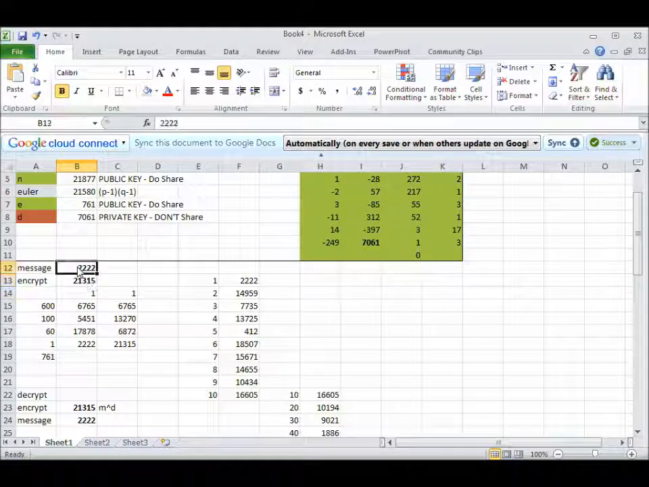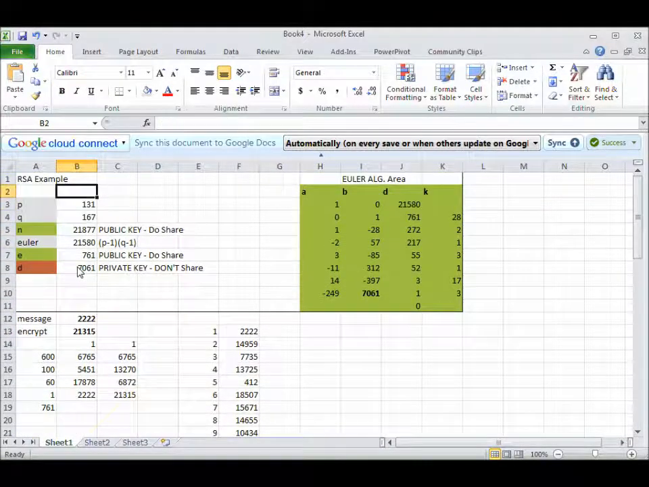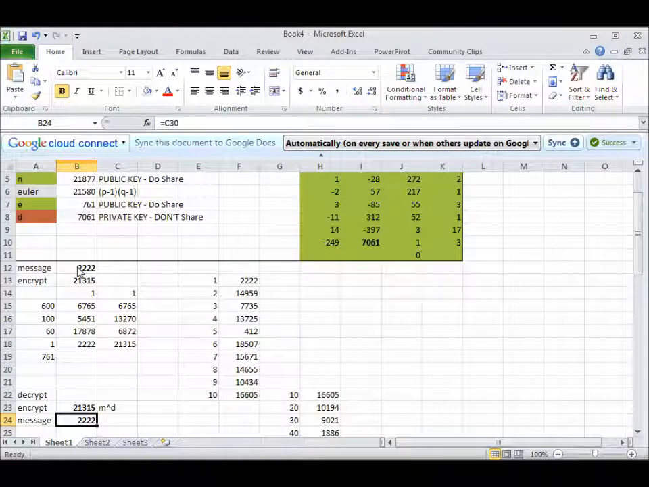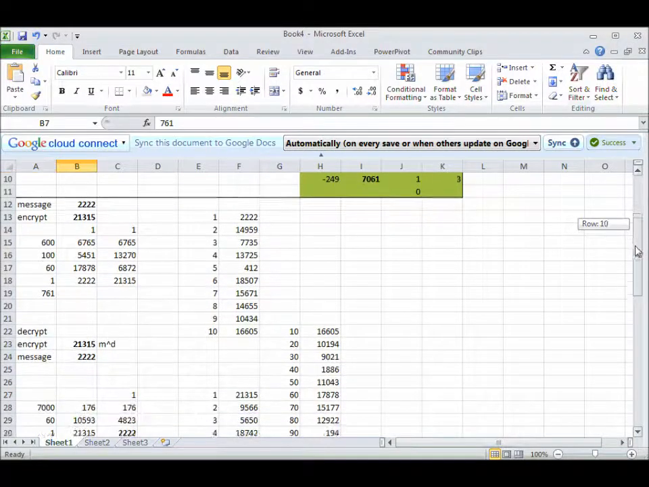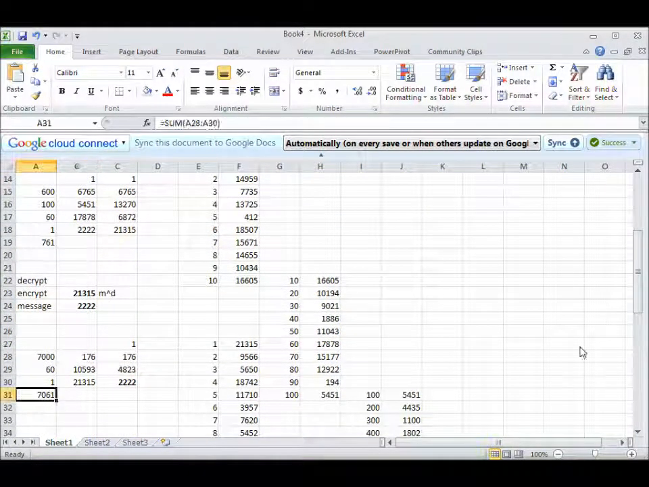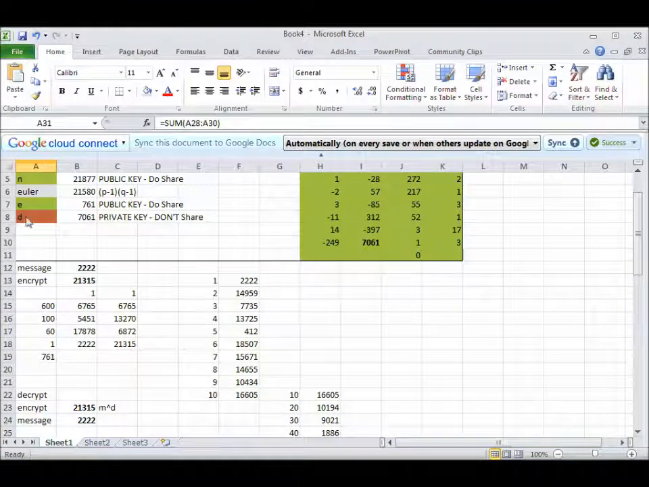Note that if you do go up and try to make your own encryption key with a different P and a different Q, everything will work, except you're going to need to pick different numbers to get up to your magic number, 761. Because this number right here needs to equal your E, and this number down here needs to be equal to your D. And so you'll need to pick and choose out of there. But it's kind of fun.